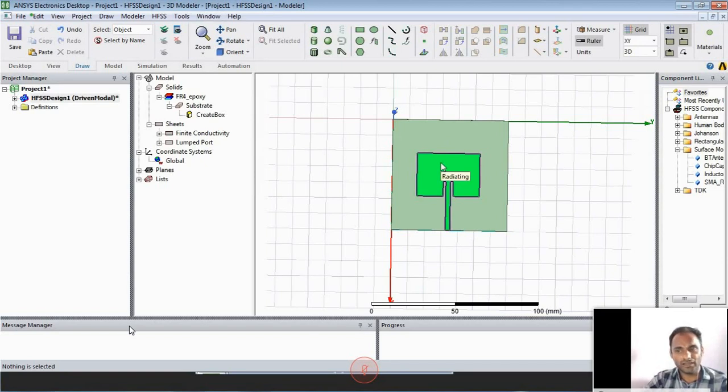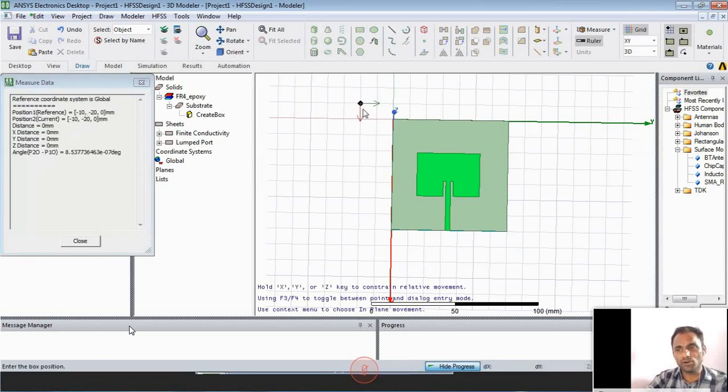Next we need to draw a radiation box here. Yesterday I told you that for an open circular region, above the 2017 version we have a create open region option. But now we need to calculate based on lambda g by 6. Yesterday I told one formula, the radiation box formula. Based on that formula we calculate and get some values, and based on that calculation I'll make one box here.